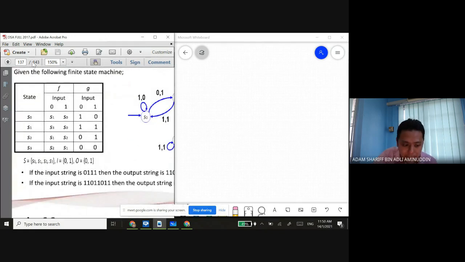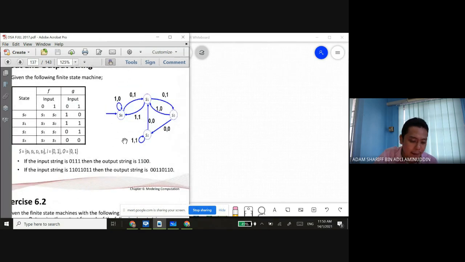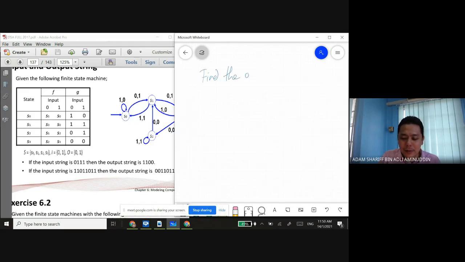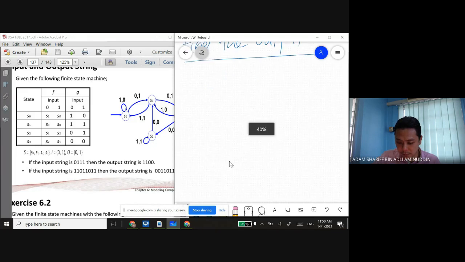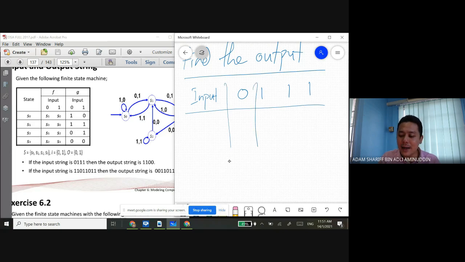Kita tengok contoh yang ni dulu, nanti kita apply dekat contoh yang sebelum ni. Okay, tengok contoh kiri eh. Sekarang ni kita diberi input. Find the output. Okay, so we have a list of input. Zero, one, one, one. Kita nak tahu apakah output dia.